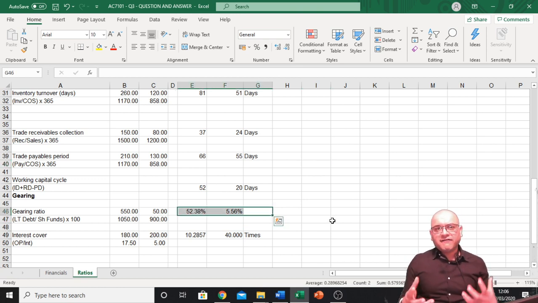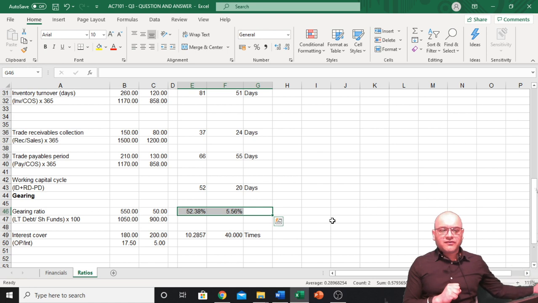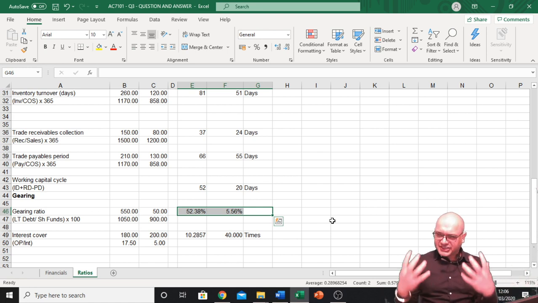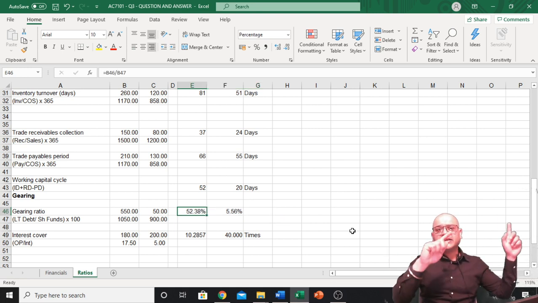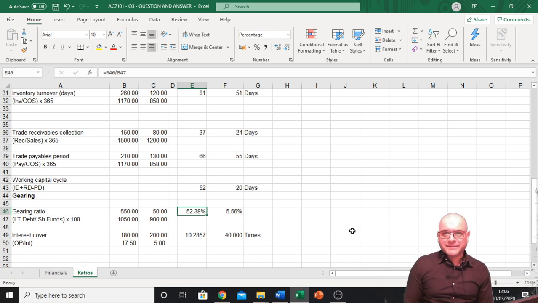Right, so what can we see? First of all, the level of debt within the business has risen. Last year, compared to every pound worth of shareholders' funds, which is the company's own money, you can say, the level of debt was just 5% of that total shareholders' funds. This year it has increased to 52%. So it has gone up quite significantly.